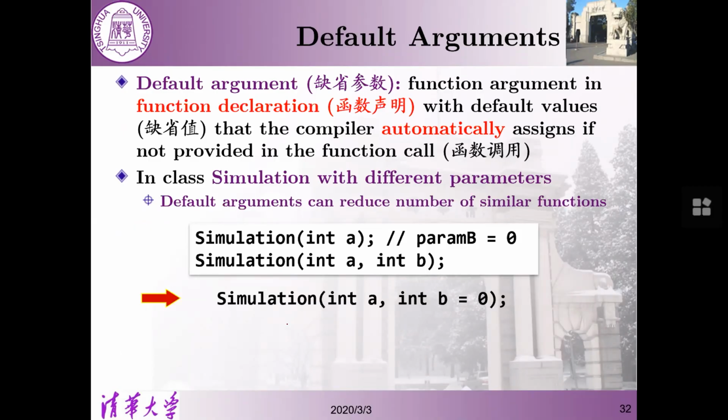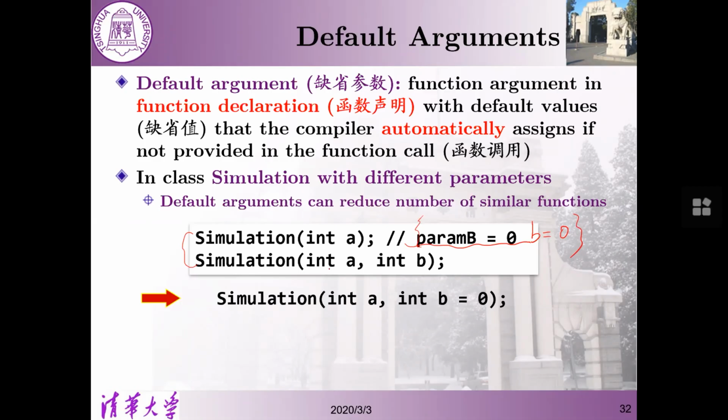Actually, default arguments are function arguments in a declaration with default values, and the compiler will automatically assign the values to the parameter. For example, here we have two overloaded functions like this. In this function, we have another parameter b, which is assigned 0. Maybe it is b0, right? In this function body, right?